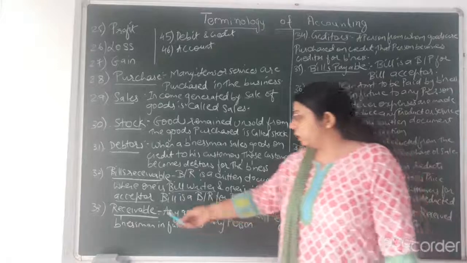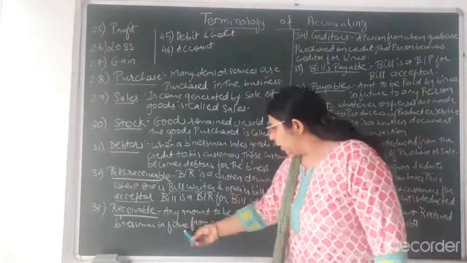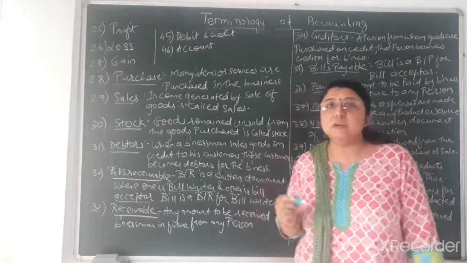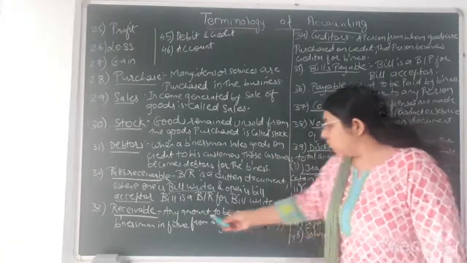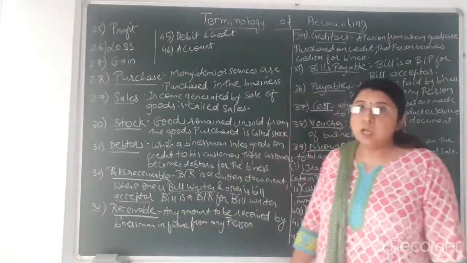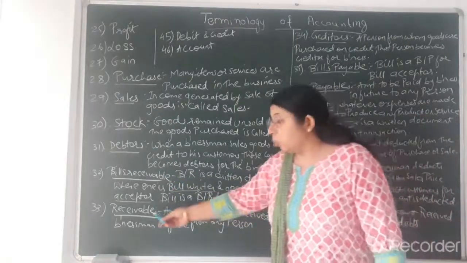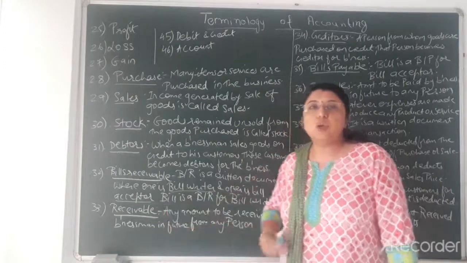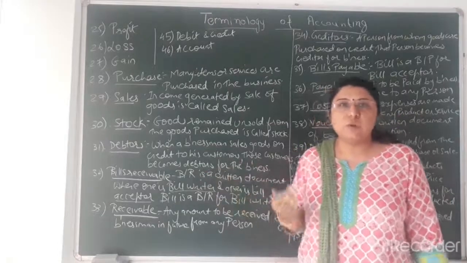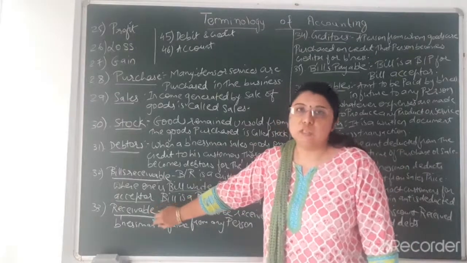Okay, next one, that is receivable. Any amount to be received by the businessman in future from any person. Now what is the difference between bills receivable and just receivable? Bills receivable means only the goods are sold on credit. Over here not only goods come, but also any kind of income. Suppose outstanding income, in future we have to receive a certain amount of dividend or commission from any other third party or customer, then that is also included in the category of receivable.